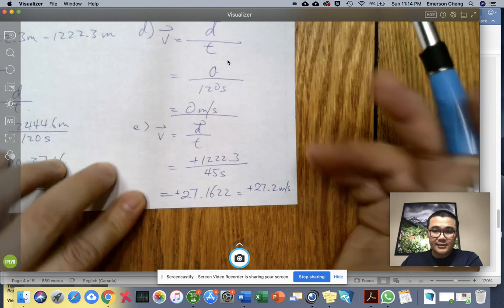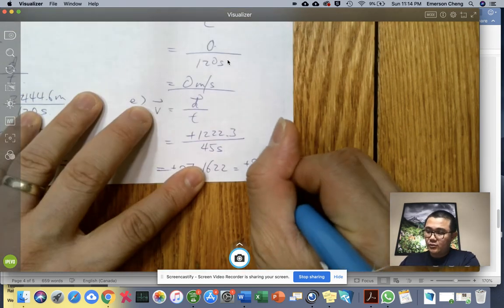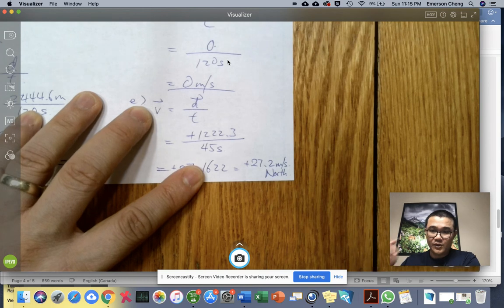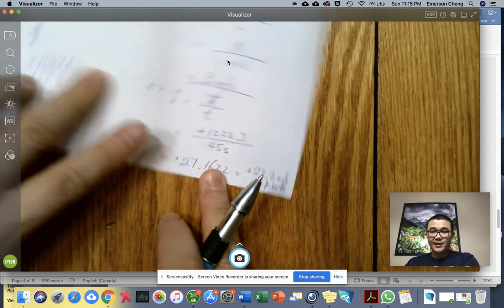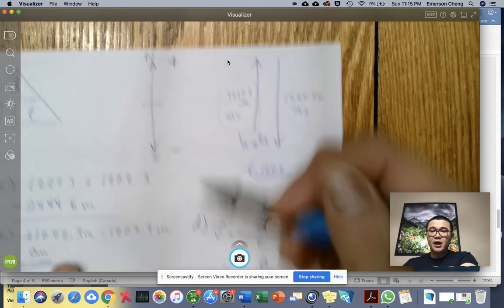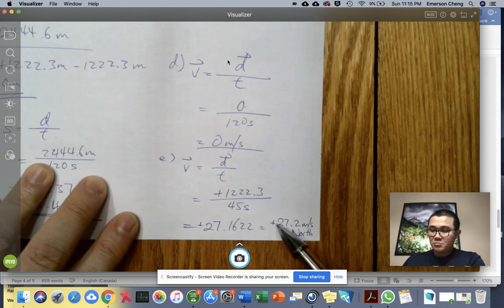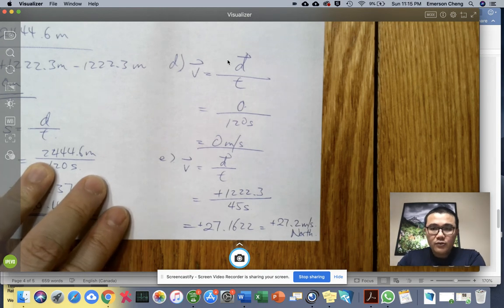Since this is only the northern part of it, you can say north, so you write north. Although having the sign here like this also tells me, or the reader, a sense of direction, because it's positive, and you indicate at the beginning of the question that north is positive and south is negative. Okay, so that's it for now.